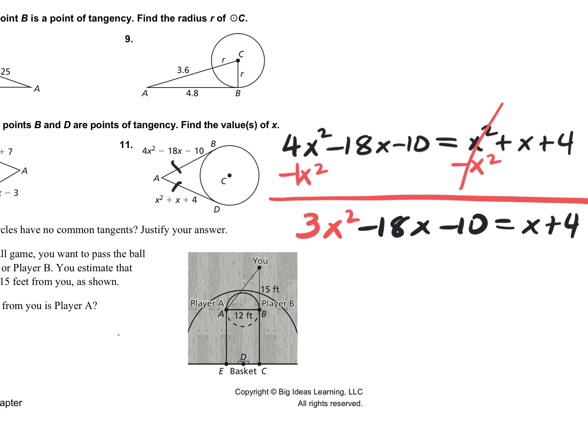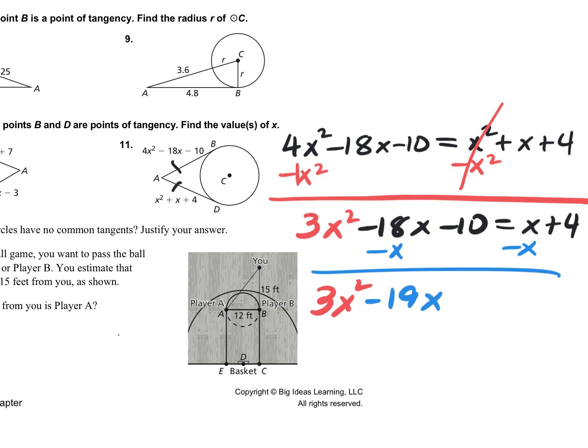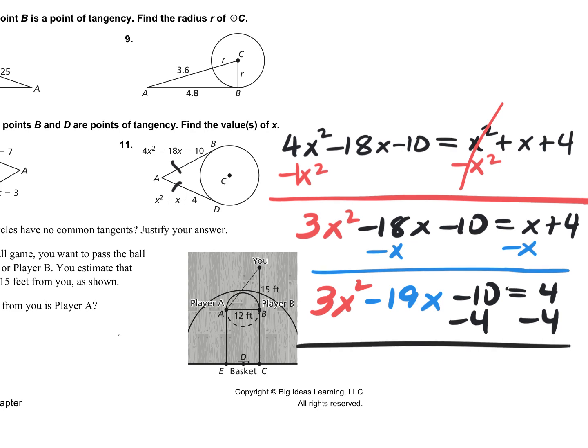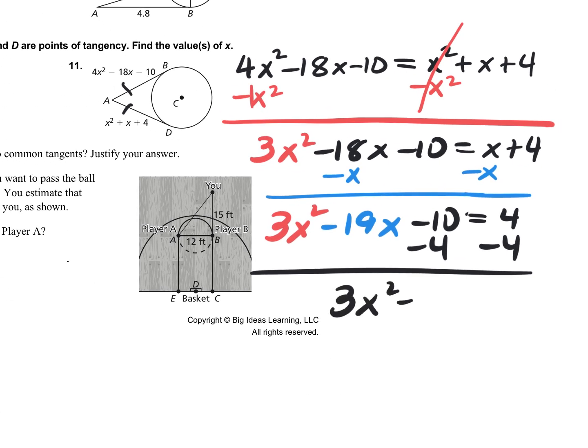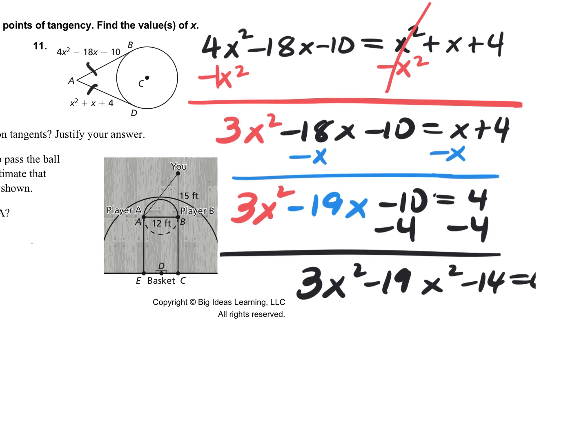I still need to get like terms together. So now let me subtract x. So now the 3x squared is here. I now end up with negative 19x. I still have the negative 10 equals the x plus 4. Oh, the x plus 4 is gone. The x is gone. So now it's just equals x. So now I have equals 4. And now I just need to move the last piece, move the 4. And now I have 3x squared minus 19x minus 14 equals 0.